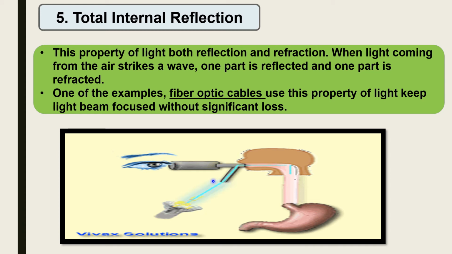We can see inside the body without cutting the body of the person, we just need some technology to do that. Another example is fiber optic cables, used to keep the light beam focused without significant loss. So fiber optic glass, or your internet fiber, is an example of total internal reflection.